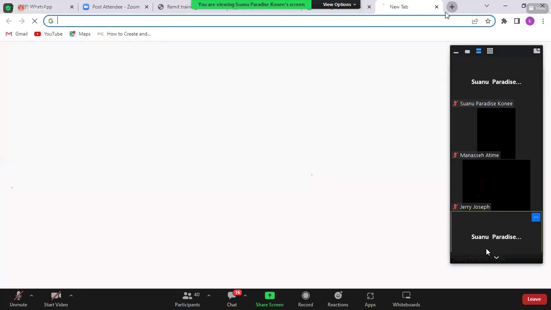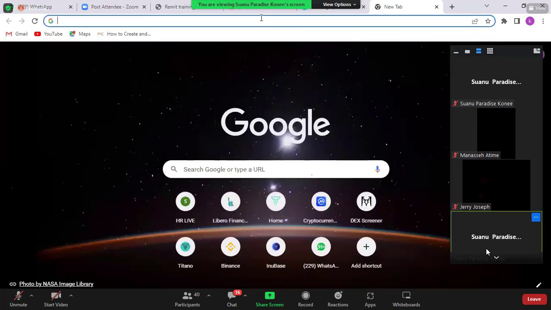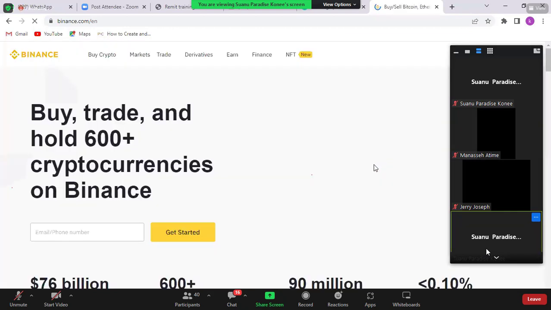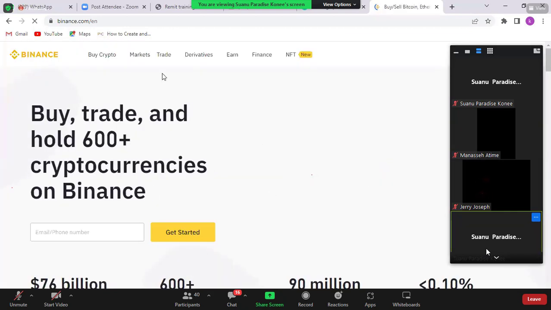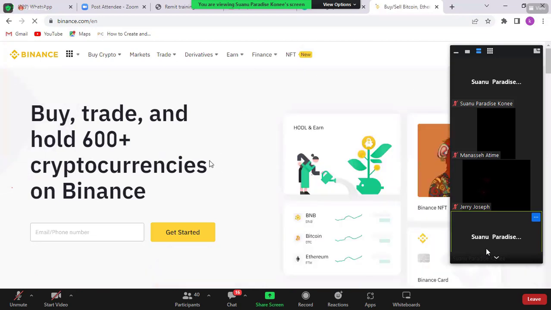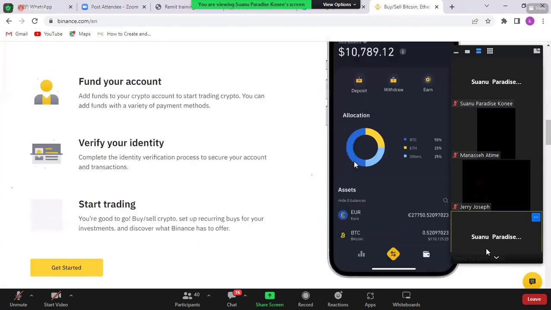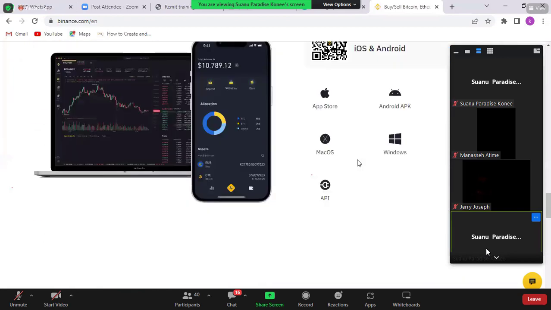Now, this is what a centralized exchange is, right? So this is a centralized exchange, Binance. But let me open your Binance. Now, when you open your Binance, this is how the interface looks like, right here. And you can buy 600 plus currencies on Binance.